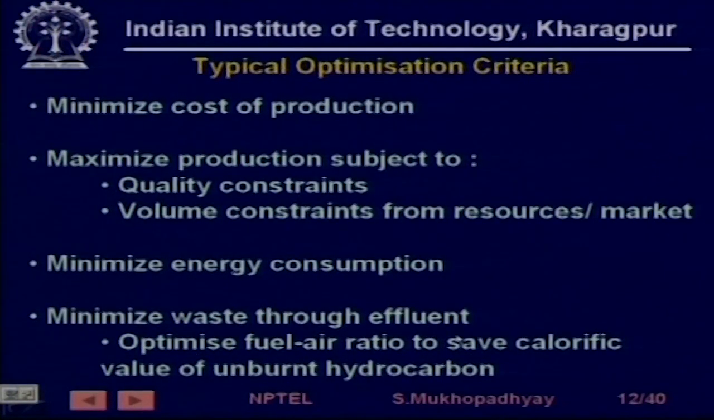Similarly, minimizing waste through effluents. For example, you typically optimize the fuel air ratio to save the calorific value of unburnt hydrocarbon. You don't want carbon monoxide to escape into the atmosphere, because that can be burnt further, and if you are escaping carbon monoxide, then you are losing calorific value of the fuel that you are using. That's number one. Number two is that sometimes you may be restricted by environmental considerations, like you cannot dump acidic or basic effluents into rivers, right?